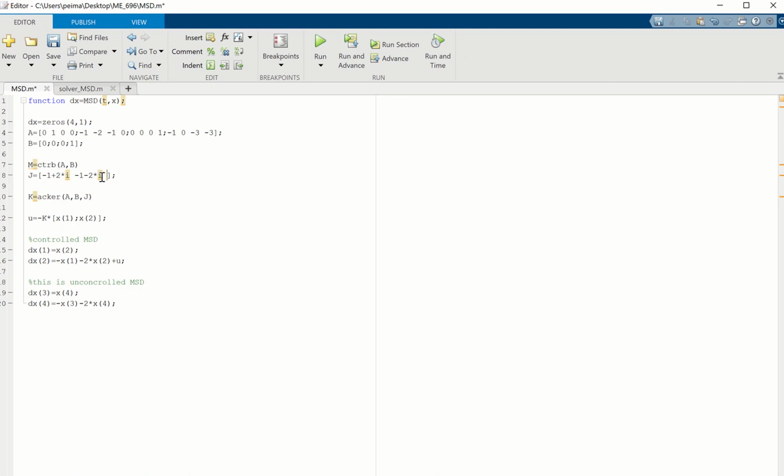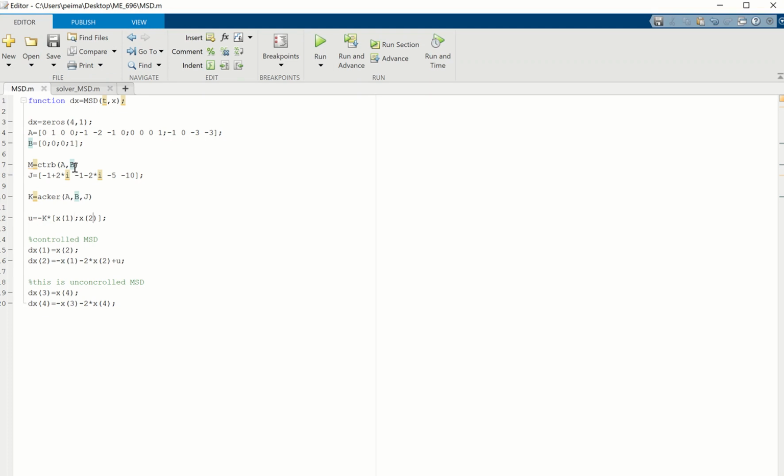-1 +2i, -1 -2i, because you have a fourth order system, you have to have four poles or eigenvalues, -5 and -10. I want you to judge now. I'll tell you why I selected these values. Why I selected -5, -10 with respect to the real part of this. Okay, I taught you already.